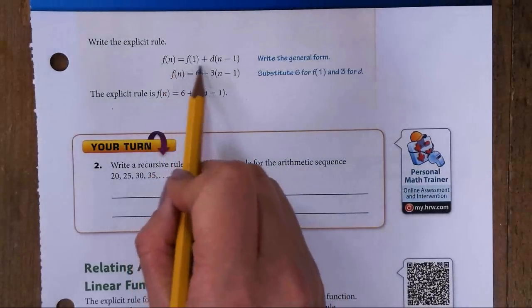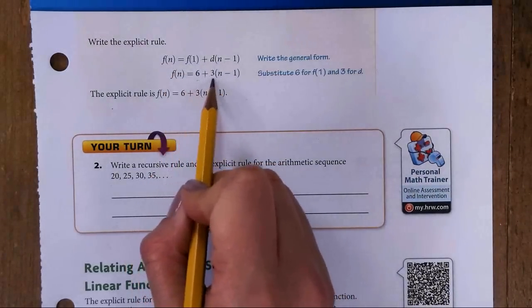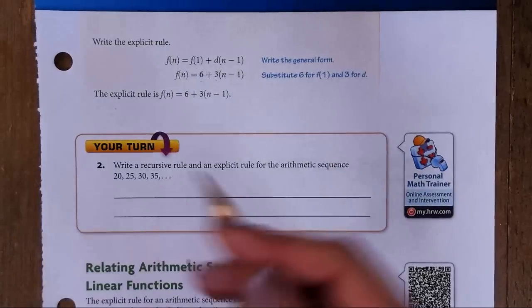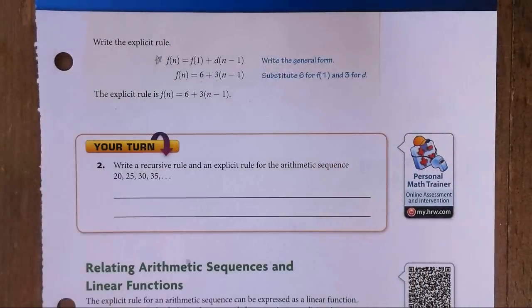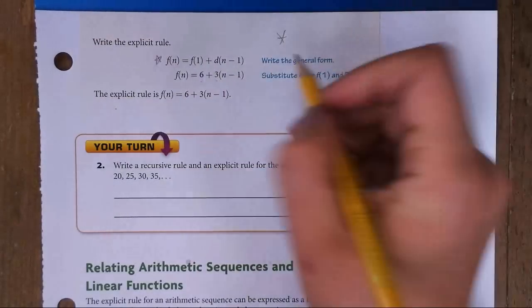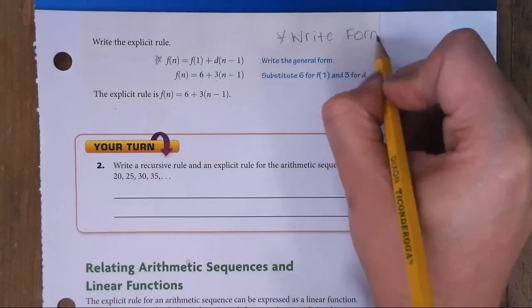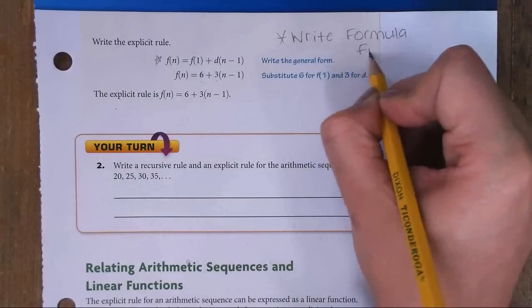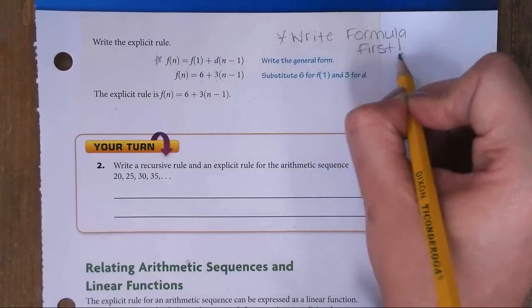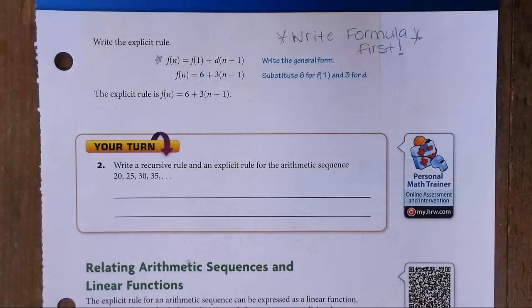So this is your general formula. Then you're just going to substitute those numbers in there. Okay? So this is very important to remember, and always start by writing your formula first. Okay? So write it down. Write formula first. That's what you need to do. You always want to start by writing your formula first.